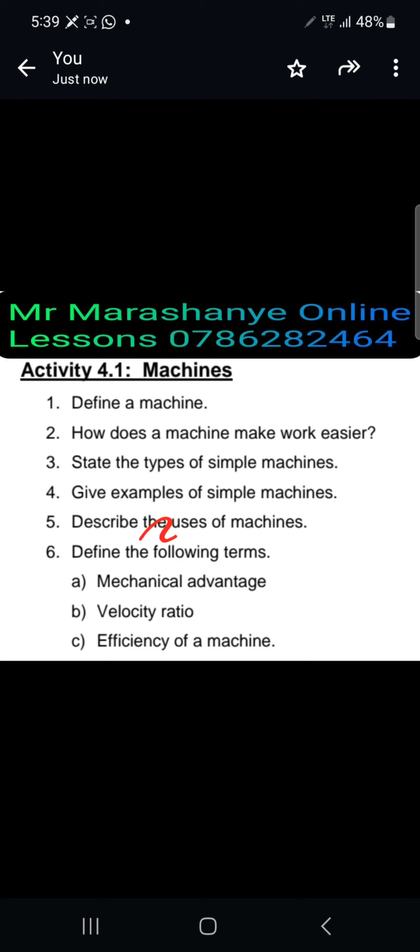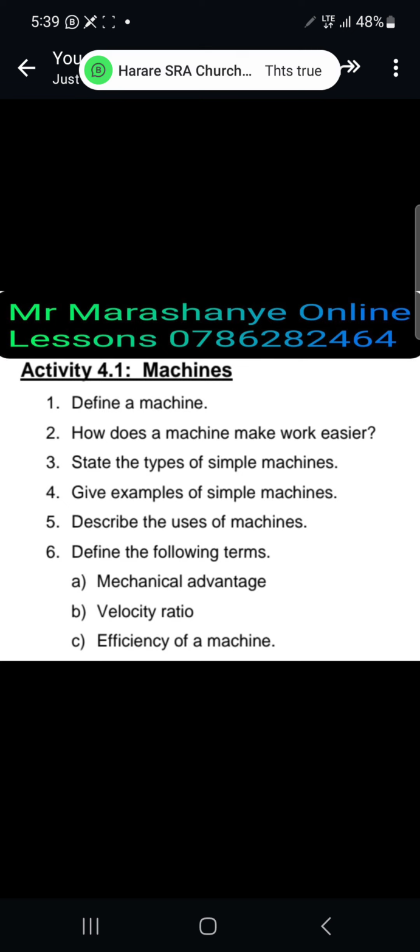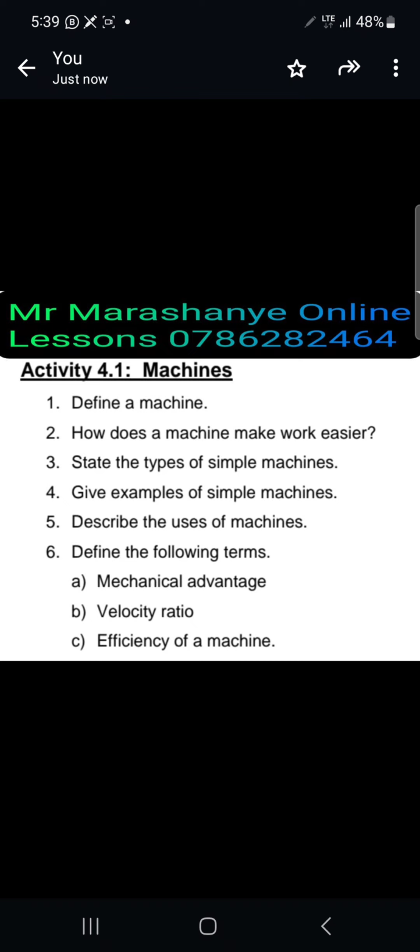Which says describe the uses of machines. What are the uses of machines? Number 1, they transfer force from one place to another. Number 2 is changing the direction of a force. Number 3, it increases the speed of a force. And the last one is multiplying force.